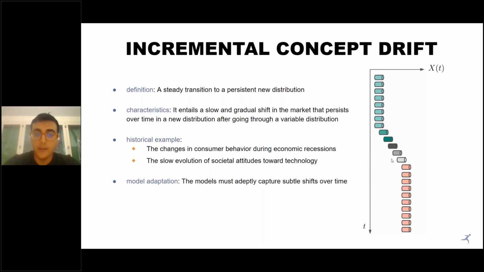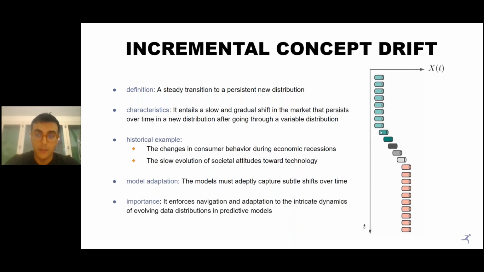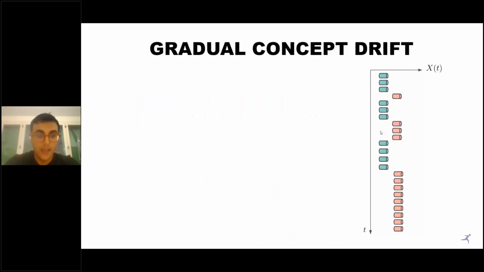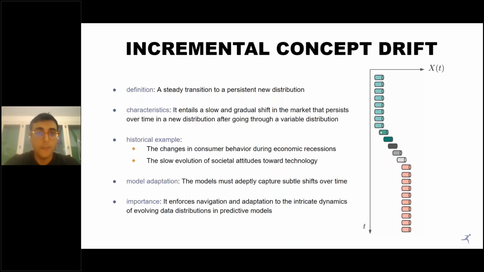So of course, this needs the model to adapt to subtle shifts in times, because they are not abrupt, they're subtle if you look at subsequent shifts, but the model needs to be able to navigate through these dynamics in order to have a robust model.